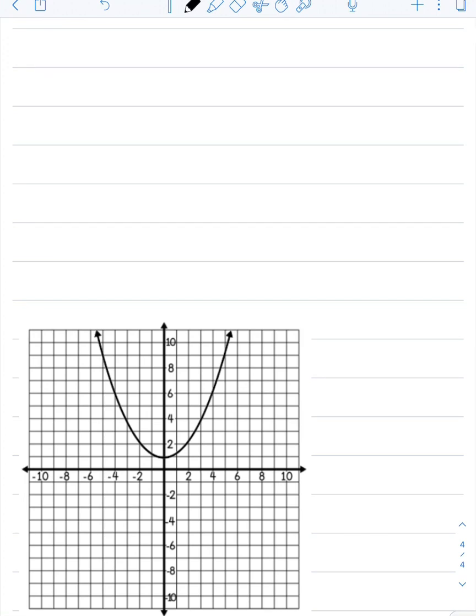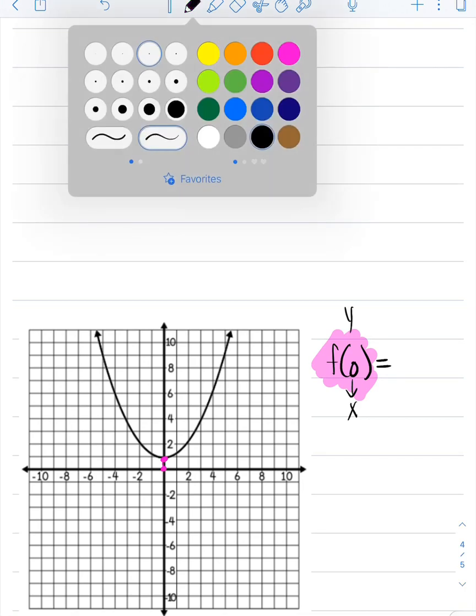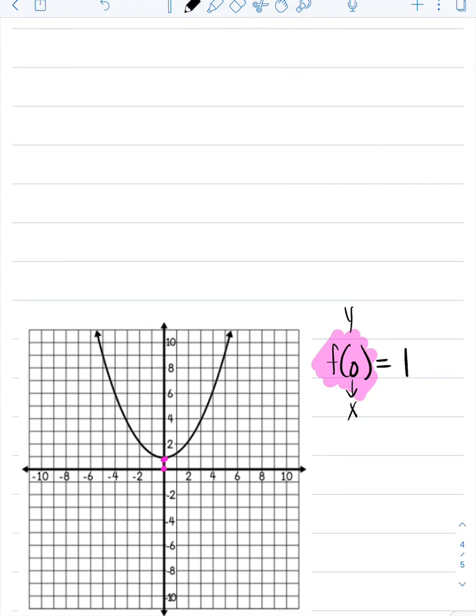So I want us to find what f of 0 equals. But I want you to remember, we said that this right here is the same as y. So it's important that you understand that. And the 0 here is the same as x. So here's what we're going to do. I'm going to find when x is 0, and I'm going to go up to the graph and read what my y is. So if I look at this, I notice that my y is 1. So f of 0 is 1.